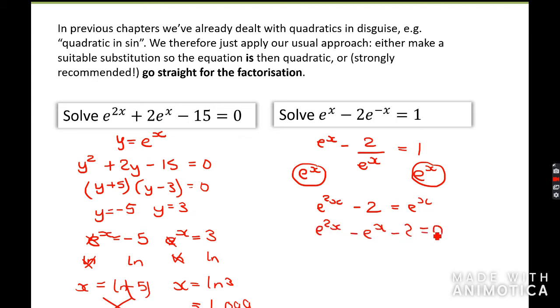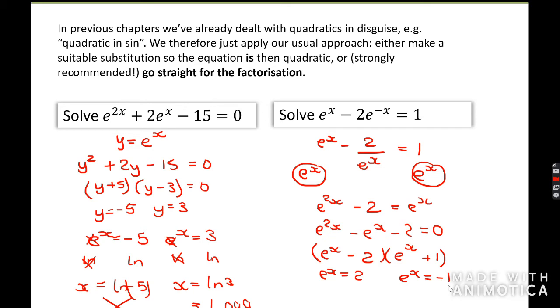And we are back into our quadratic again. This time, just to show you the other way, rather than making the substitution, you can factorise straight away. So we know we're going to have e to the x and e to the x. We're going to have a minus 2 and a 1. So I can have e to the x equals 2 and e to the x equals minus 1.